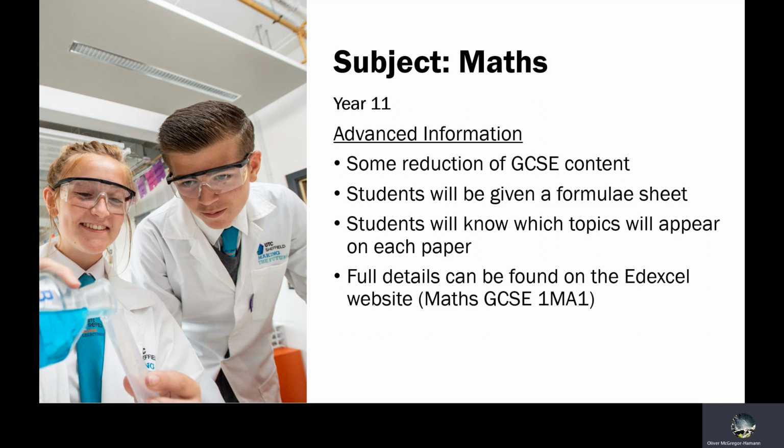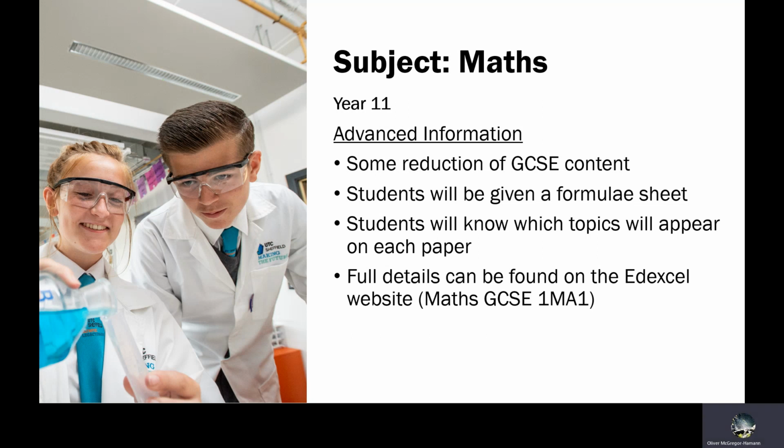In terms of the advanced information, what we have learned following the release from Edexcel, which is the exam board we do for GCSE, is there has been some reduction of GCSE content, as in there are some topics now that will not be tested in maths GCSE this summer. And that's really useful information because it just means we will not focus on those topics at all in lessons, and students should not be revising them at home. They're not going to be on the exams.